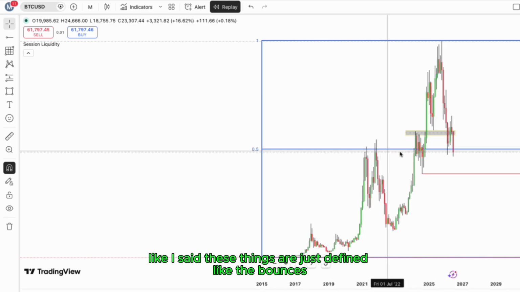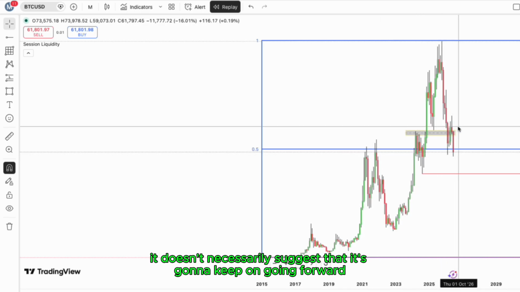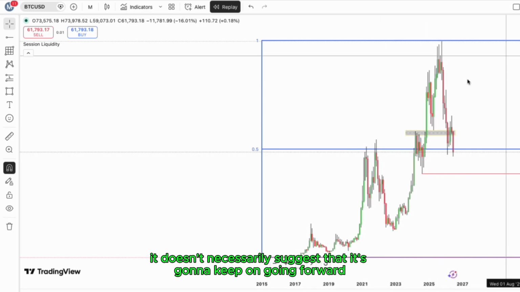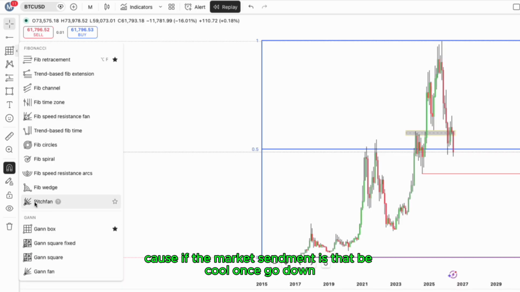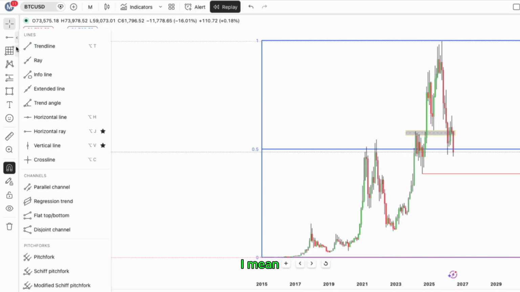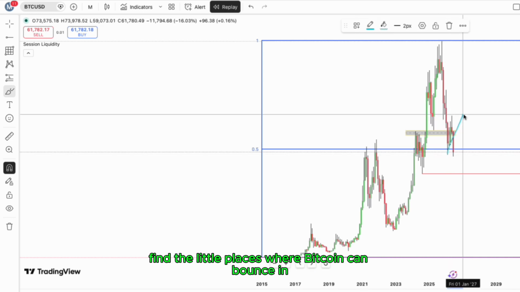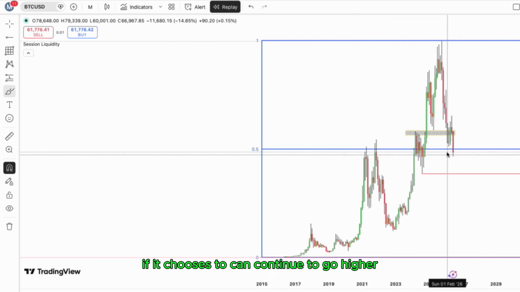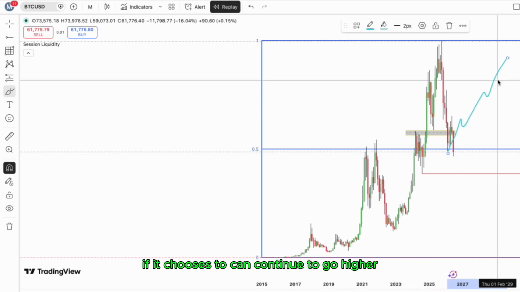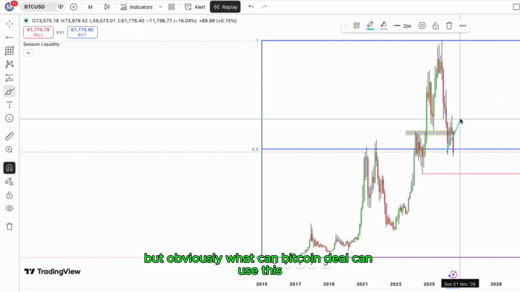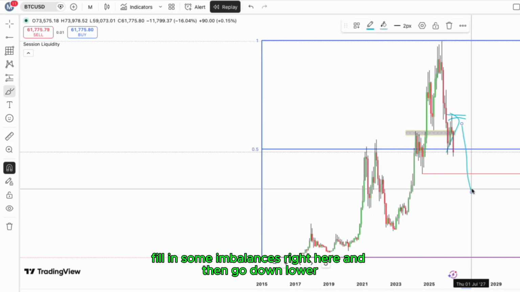Like I said, these things are just to find the bounces. It doesn't necessarily suggest that it's going to keep on going forward, because if the market sentiment is that Bitcoin wants to go down, who's going to stop Bitcoin from going down? But these places are just to find the little places where Bitcoin can bounce, and if it chooses to, can continue to go higher. But obviously, what can Bitcoin do? It can use this, fill in some imbalances right here, and then go down lower.